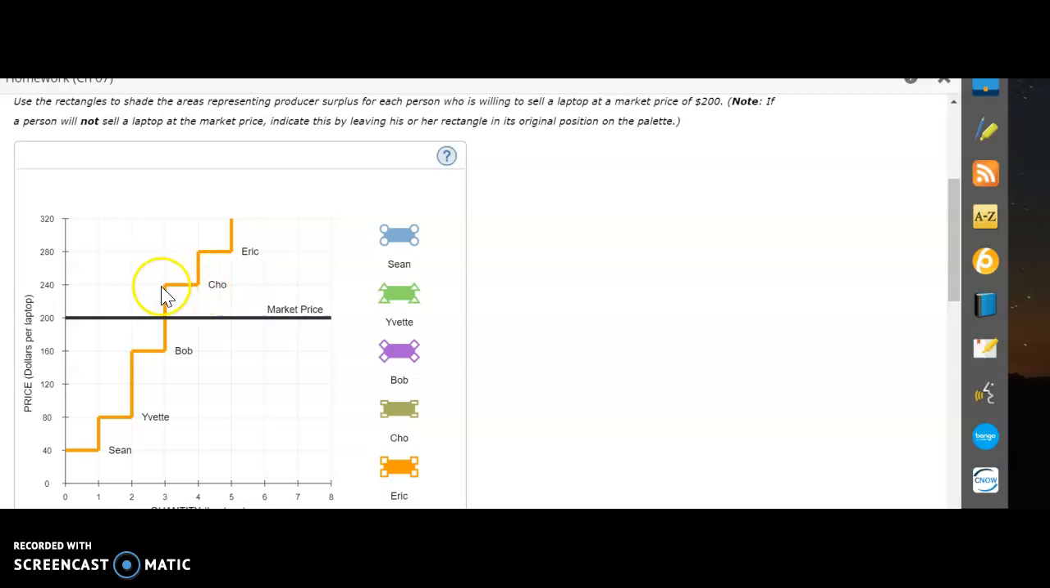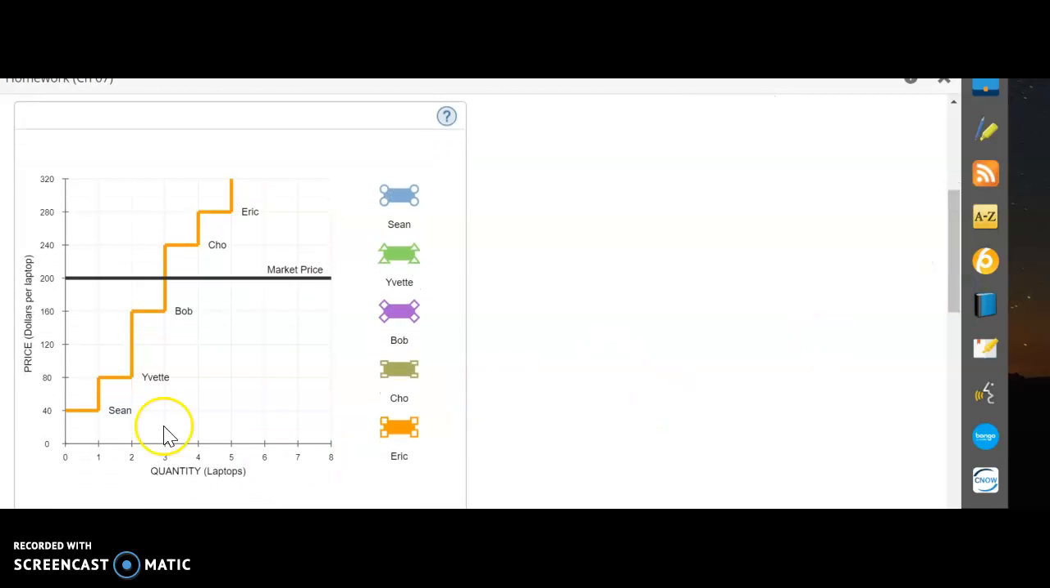Here's Cho's reservation price. This is the minimum Cho is willing to sell for, which is 240. Eric's reservation price is 280. So Cho and Eric are out of the market. They're not going to be in this thing. So we can forget them. So let's go down here.